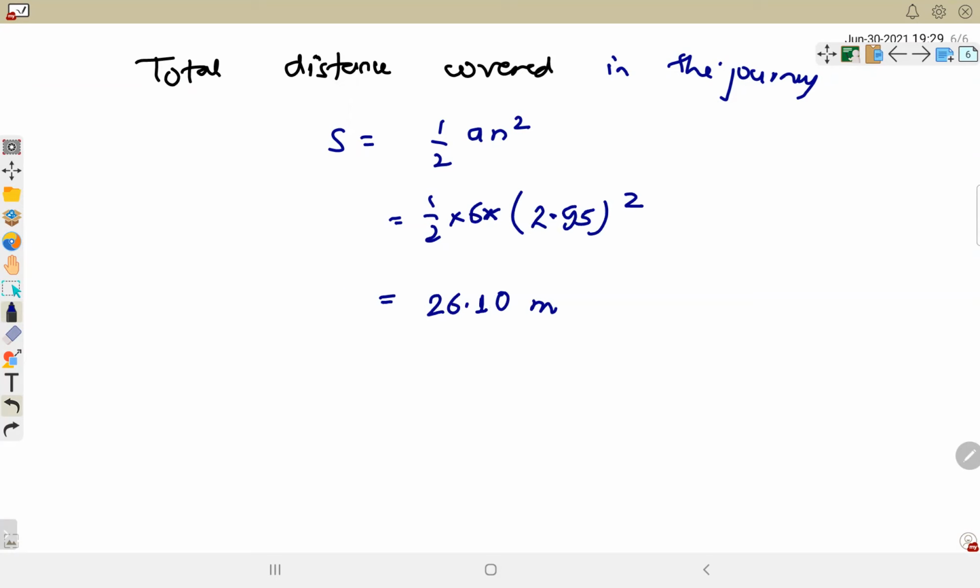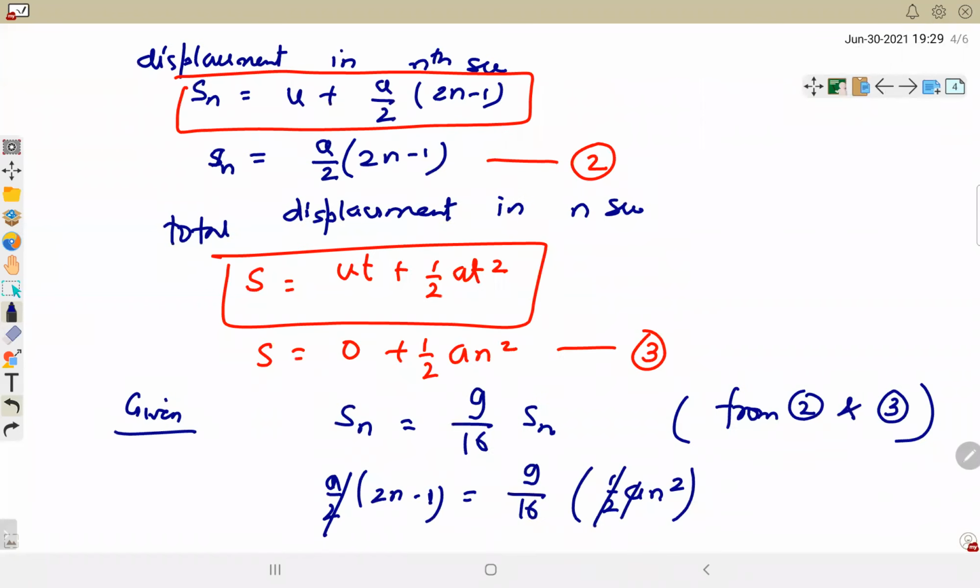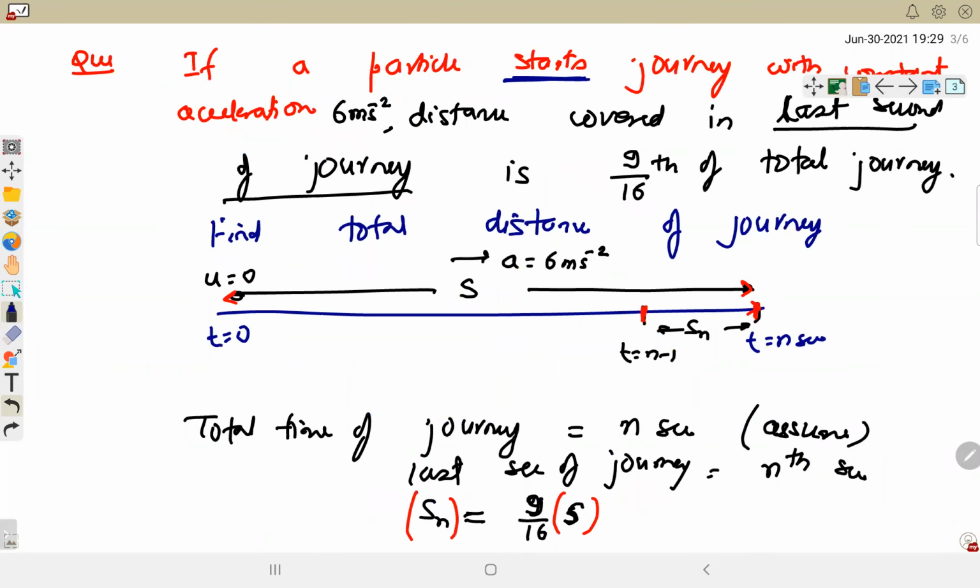26.10 meter. This is the total distance covered by that car or by that particle. So from the information given, we need to find out which of the four equations we'll have to use. And then accordingly, we will choose the equation and solve for this value. It is not necessary that the total time taken in the journey is always an integer, obviously. Quite obviously, there's no such condition.